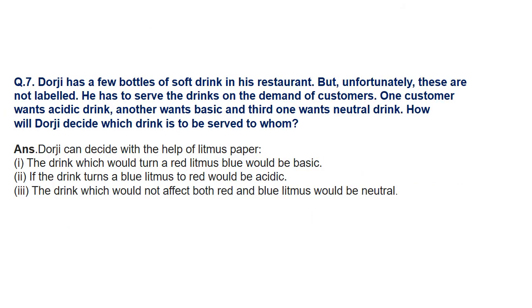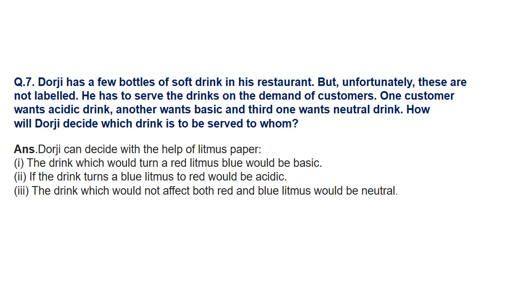Question number 7. Dorji has a few bottles of soft drink in his restaurant. But unfortunately, these are not labeled. He has to serve the drinks on the demand of customers. One customer wants an acidic drink, another wants a basic one, and the third wants a neutral drink. How will Dorji decide which drink is to be served to whom?